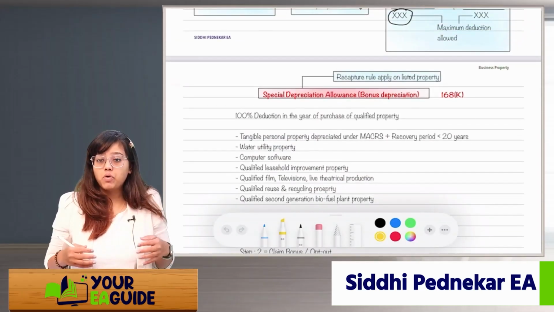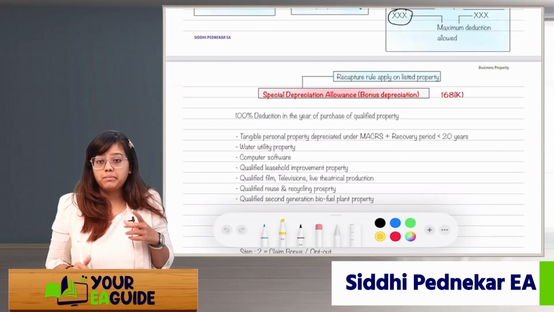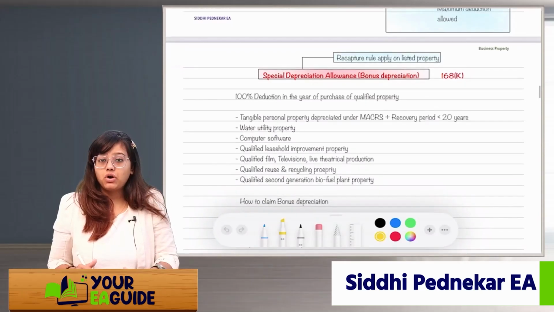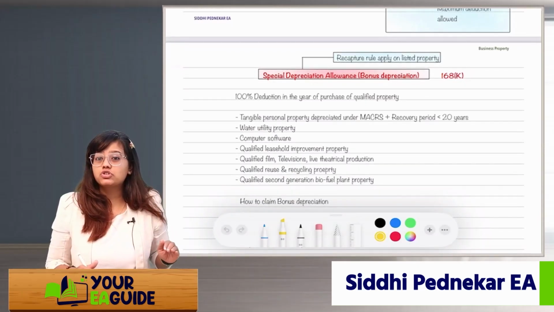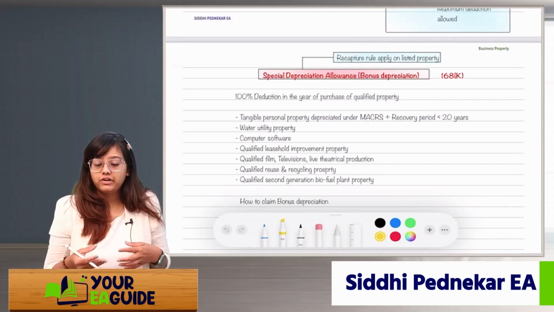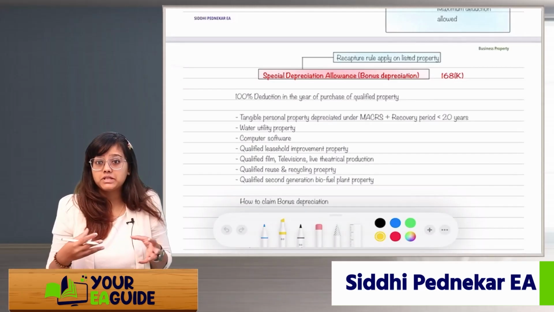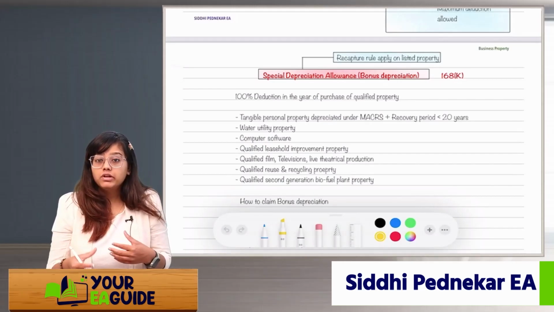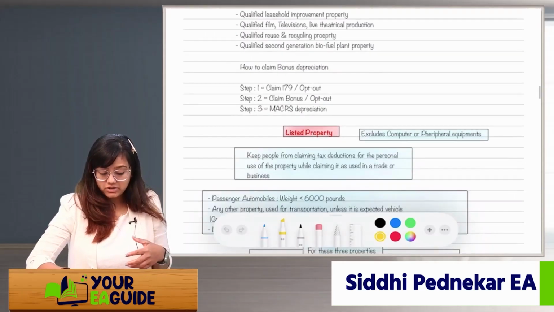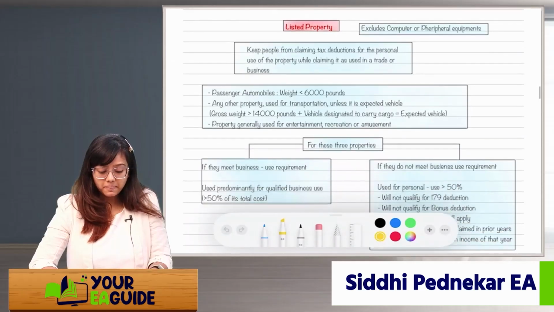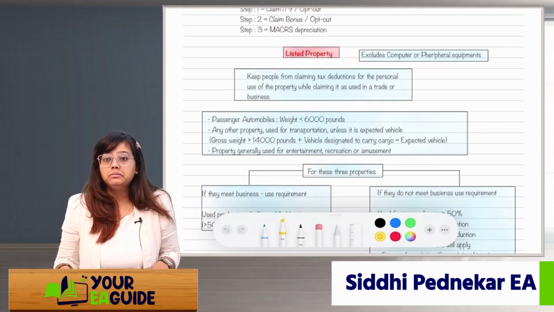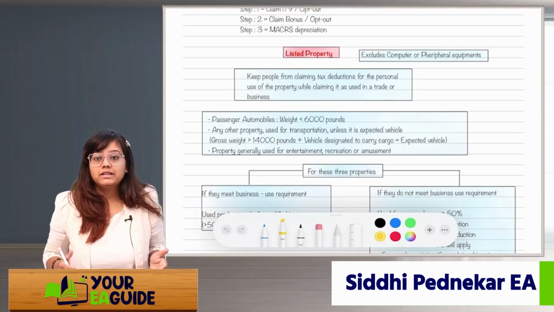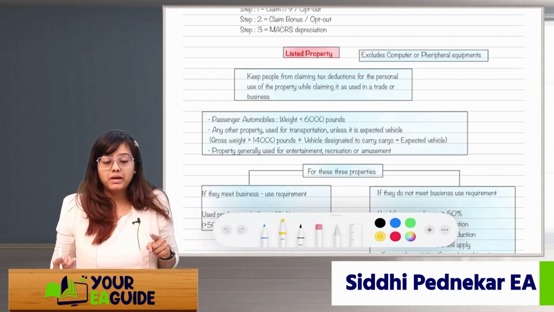Now here, in case of bonus depreciation, if it's a listed property, then the recapture rule will apply. Recapture means what? If the business use is reduced to less than 50%, then the whole benefit which you have claimed as a depreciation, bonus depreciation, will be recaptured, means it will be taxable back. So what do you mean by listed property? Listed property is anything which is other than computer and peripheral equipment.